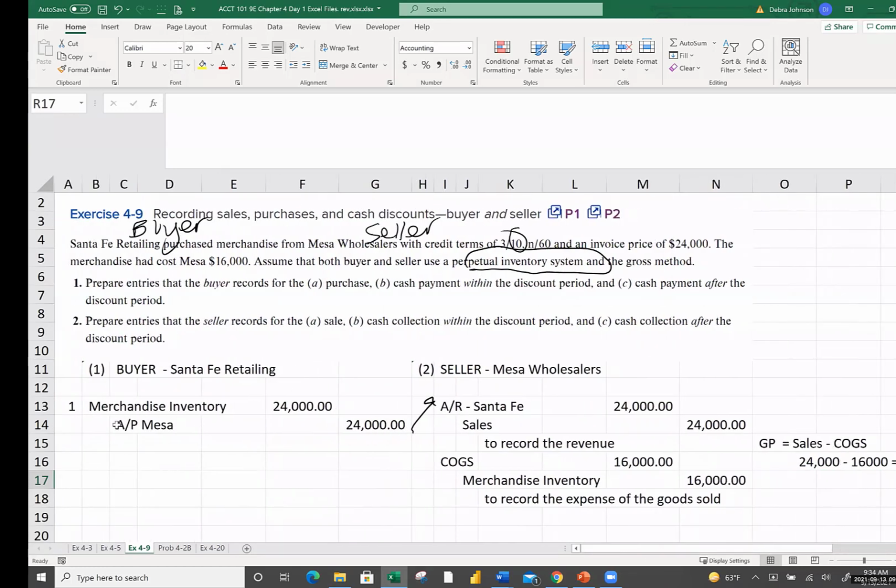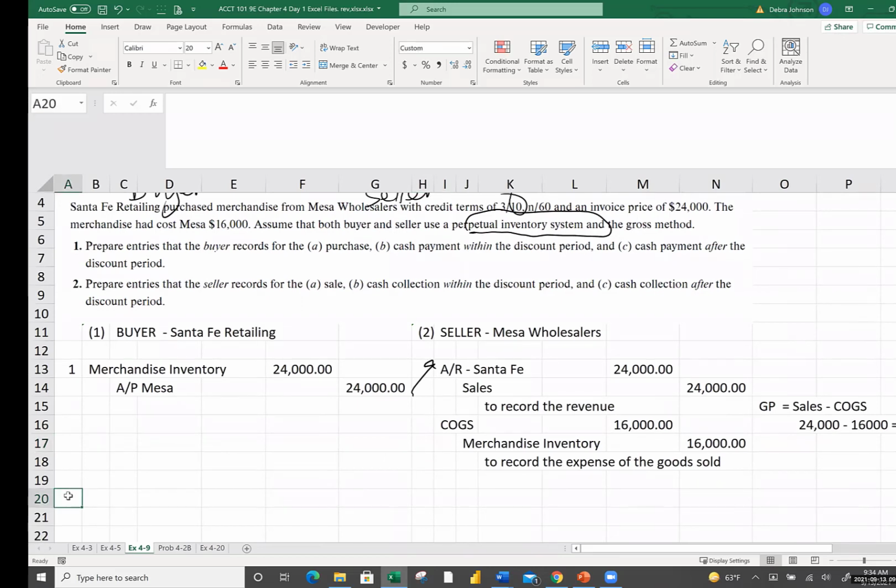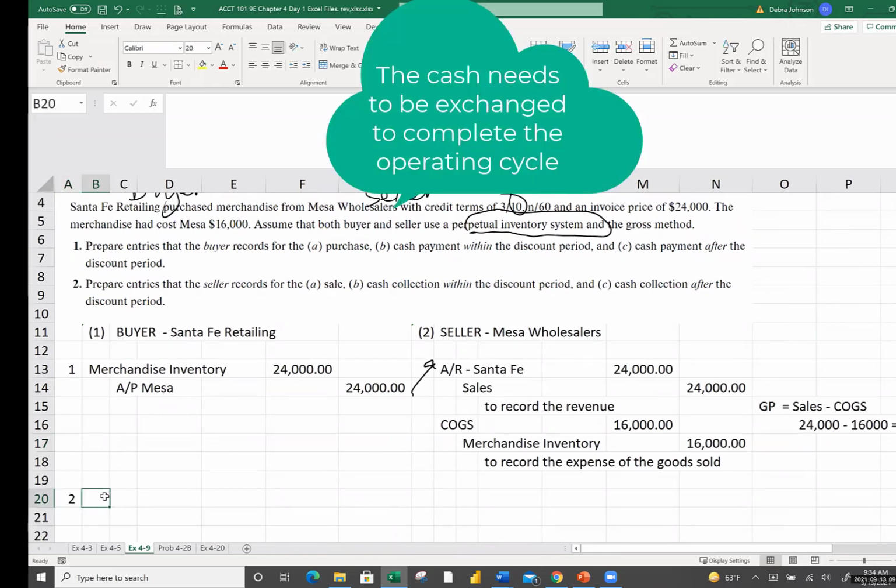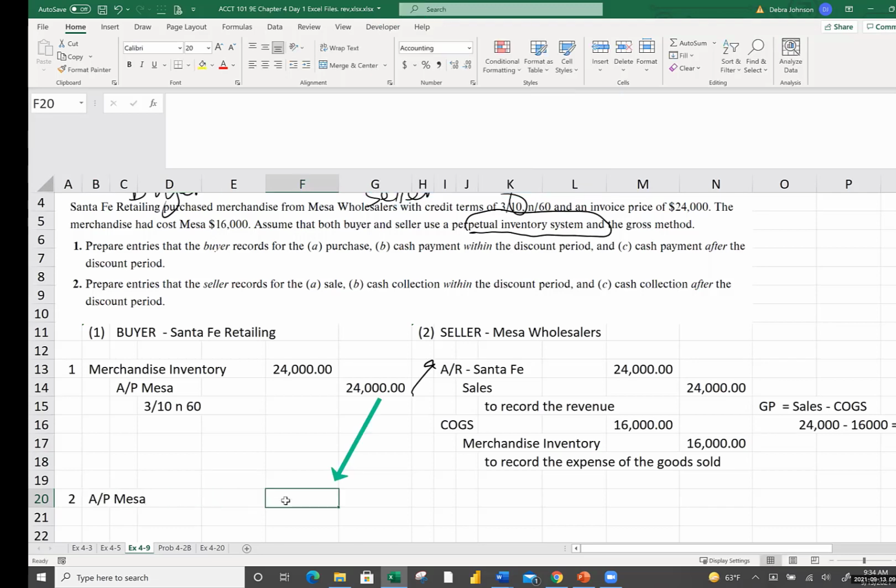Okay, the second part of that, let's see, they wanted the purchase. They want the cash payment within the discount period. So number 2 is saying, what is the payment if it was made within the discount period? Well, remember the terms, I'll write them down here, were 3/10, net 60. So if I make that payment within the discount period, if I'm the buyer over here, I'm going to get rid of my accounts payable, the whole thing, 24,000.